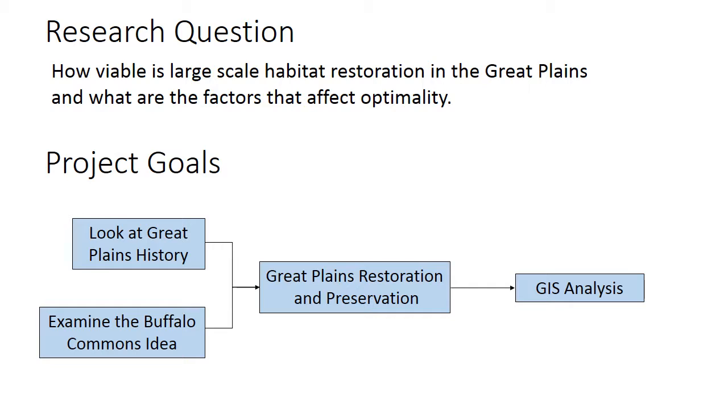Now, the place to start is with my research question, which is how viable is large-scale habitat restoration in the Great Plains, and what are the factors that affect optimality? Now, to answer this question, we'll first look at Great Plains history, such as how people have viewed the plains, how the plains have been treated, and what people think of the plains now, which leads to the idea of the Buffalo Commons, which I'll further explain in this presentation. Then from there, I will look at Great Plains restoration and preservation, and then perform a GIS analysis on the optimality of it.